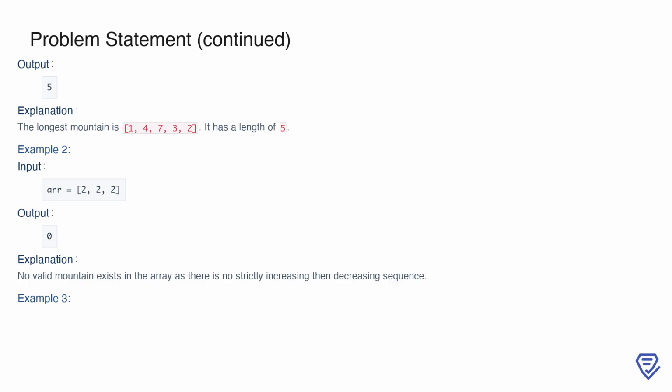decreasing sequence. On the other hand, for an input like ARR equals 2, 2, 2, the output is 0 because there is no valid mountain. The array is flat, meaning there is no strictly increasing and then decreasing sequence. Without a peak, a mountain cannot exist.